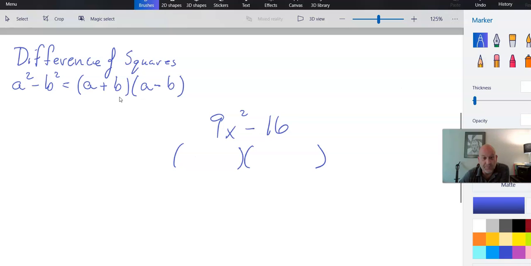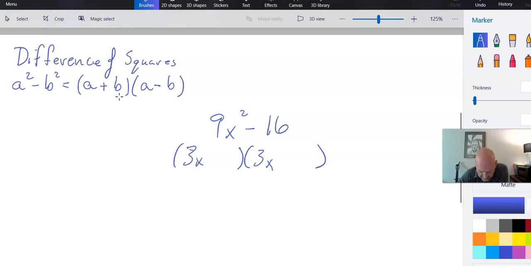With this, I can actually speed this process up a bit because of this formula. So instead of going through the whole master product and grouping, I'm just going to ask myself, what's the square root of 9x squared? Well, it's 3x. The square root of 9 is 3, the square root of x squared is x, so it's 3x. That means the first term in the factors is 3x.